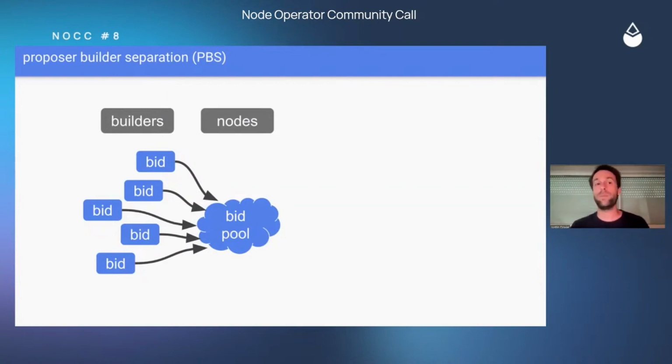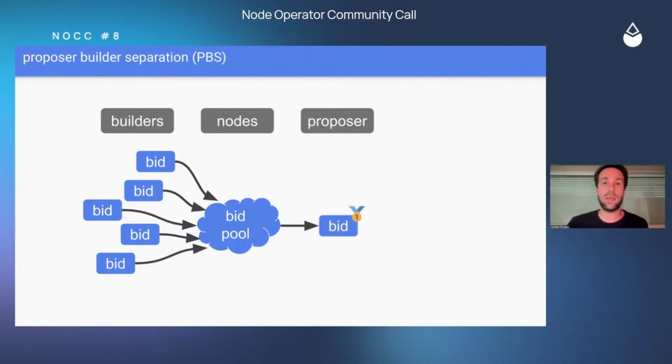So we have builders that submit bids. These bids are gossiped or shared with relays to form the bid pool. The bid pool is either maintained by nodes in Enshrined PBS or maintained by relays in the context of MEV Boost. The proposer is able to access this bid pool and pick one of the bids.